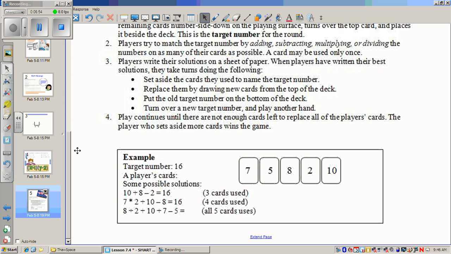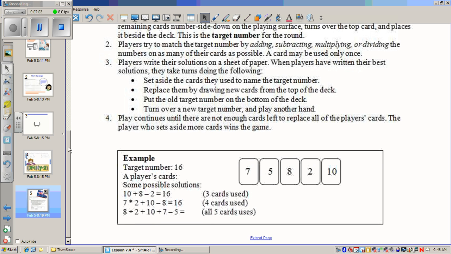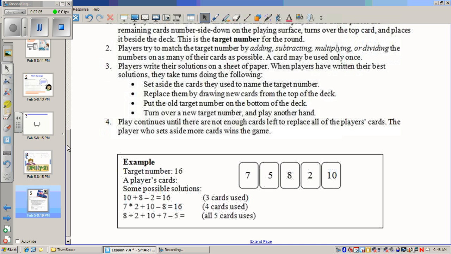So sometimes you're going to see things that are really easy, and maybe you only get 2 cards or 3 cards. Maybe you're able to see a number using all 5 of your cards.